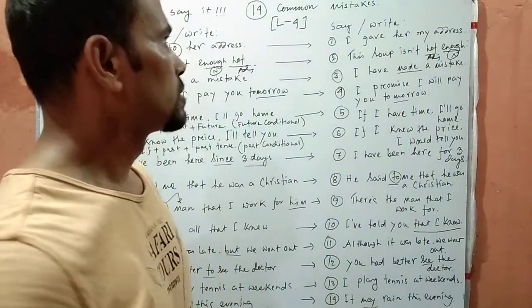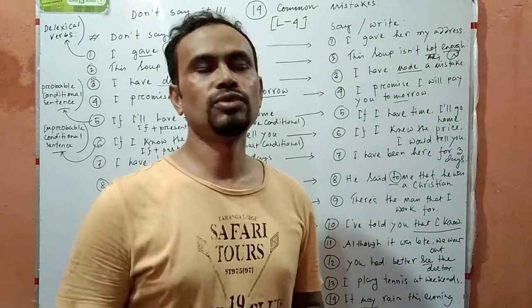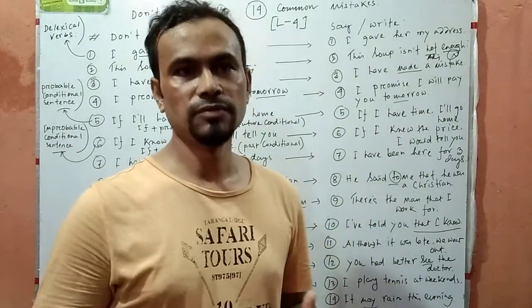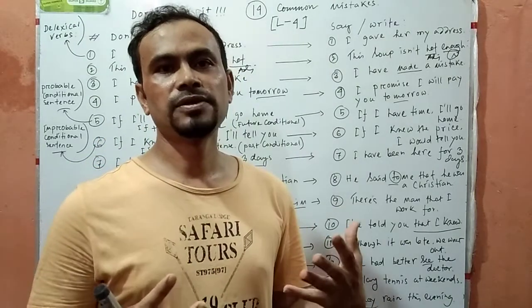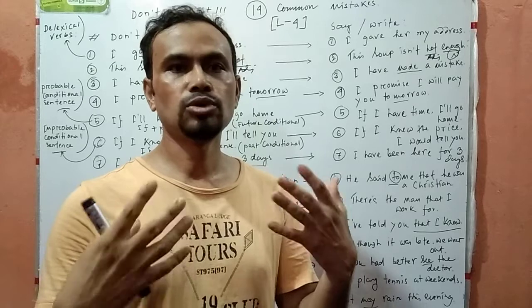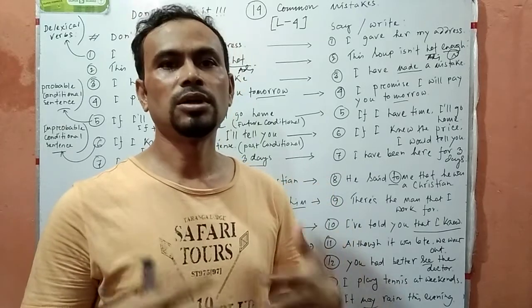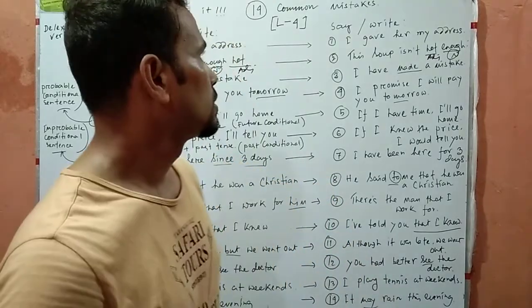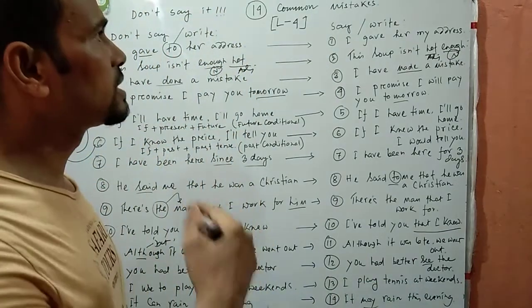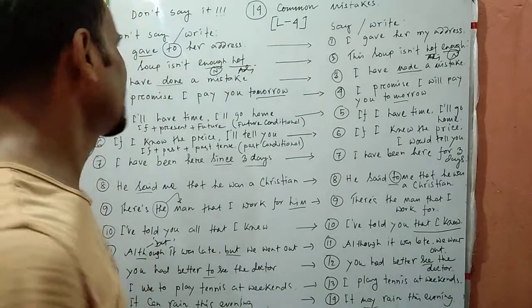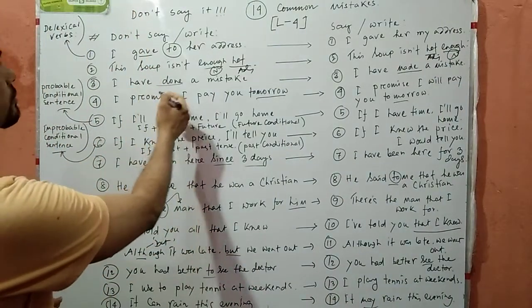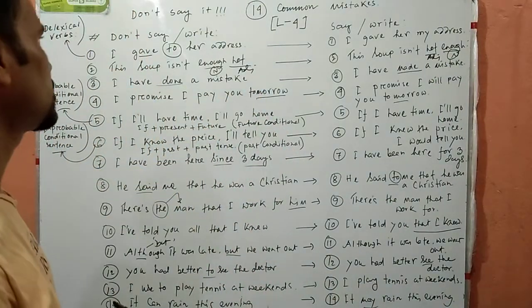So at first we have to know about adjectives. Adjectives are the words that describe a noun or pronoun. So this soup is not or isn't hot enough. This sentence is correct. So next sentence, I have done a mistake.